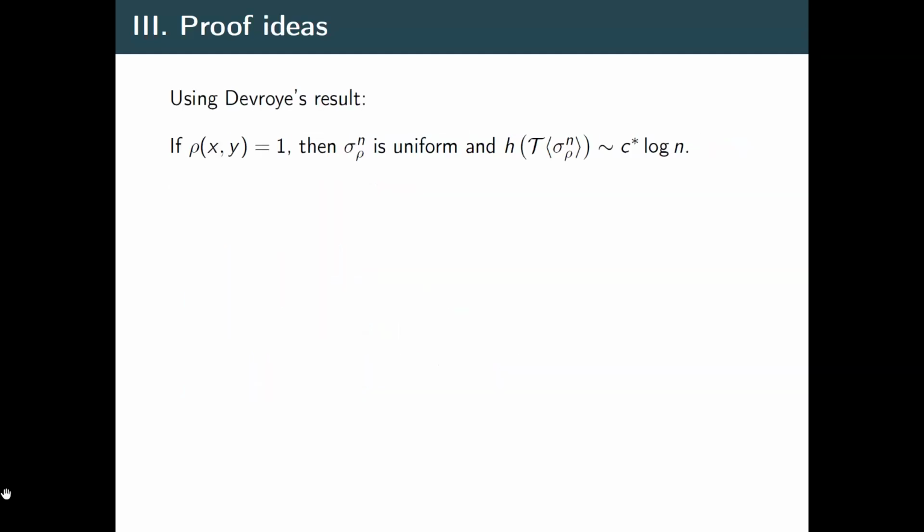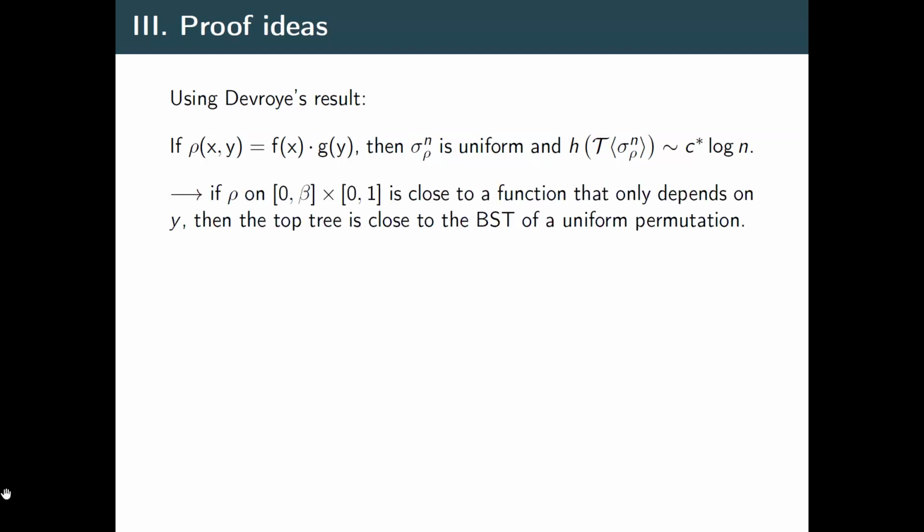And the one refinement we need is that for now, we use the fact that if the density is constant, then the sampled permutation is uniformly random. But the thing is, if the density is a function of x times a function of y, then the random permutation is also uniform. And we can also apply the previous result for the height of the BST. So now, the only thing we need to refine in the previous argument is to say that if we have a density rho close to the left edge, then it's not only bounded above and below, but it can be made very close to a function that only depends on y.